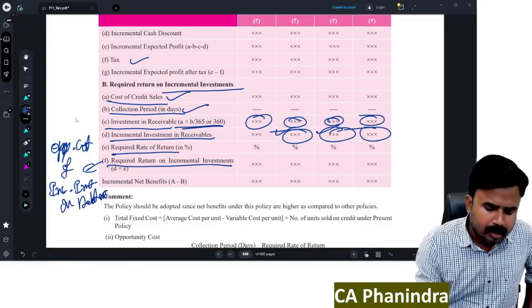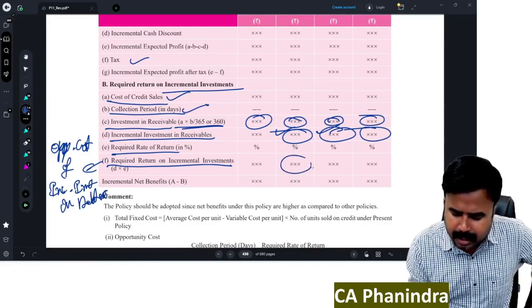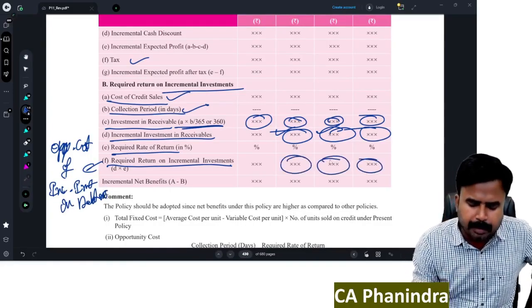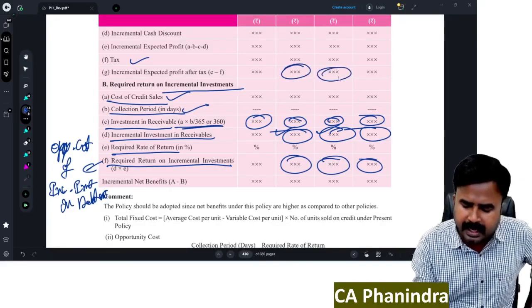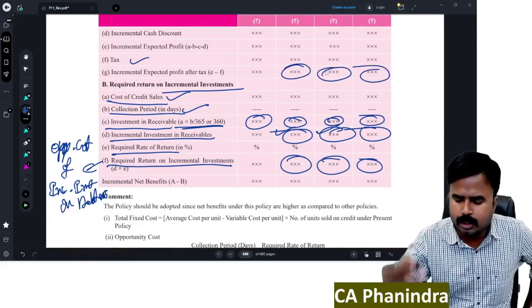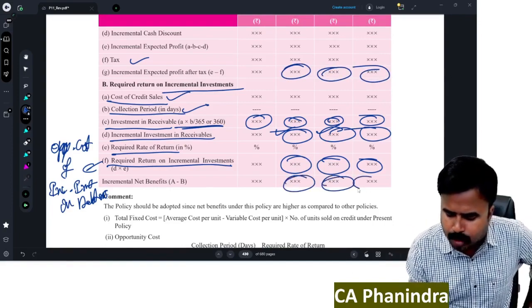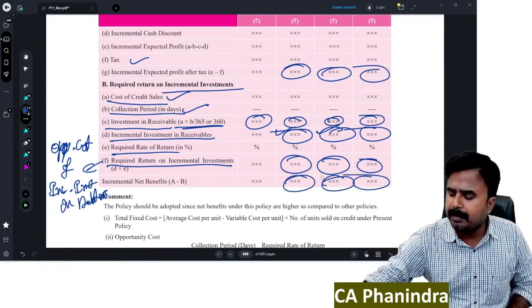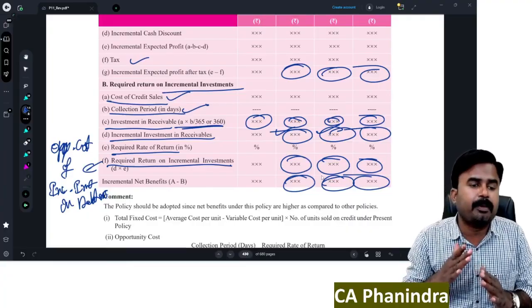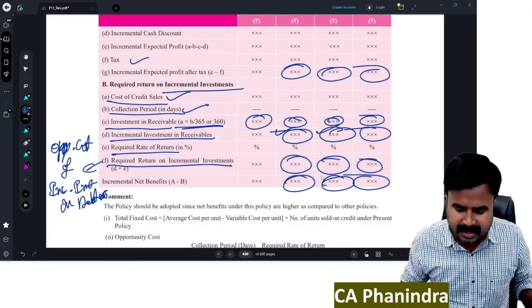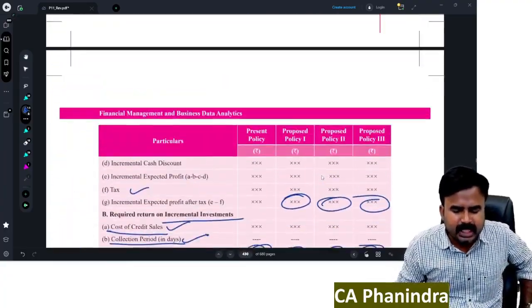Okay. So once we get this incremental opportunity cost, deduct this incremental opportunity cost from incremental profit after tax with respect to policy 1, policy 2 and policy 3. Then I'll get incremental net benefit for policy 1, policy 2 and policy 3. Then select the credit policy where your incremental net benefit is maximum. That's it. This is one of the important approaches.